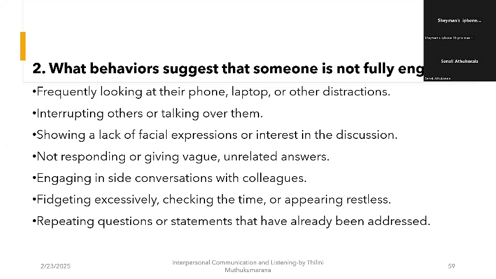And fidgeting excessively. You shake your legs, and you keep biting your nails. You should not show these things, right? And sometimes you check the time, showing that you are in a hurry to go, and you appear restless. And sometimes you repeat questions. Now the person speaking to you might have explained everything from the beginning, and you were daydreaming, and you repeat the same questions, right? Already addressed. These are the things that suggest that someone is not fully attentive or engaged, right?